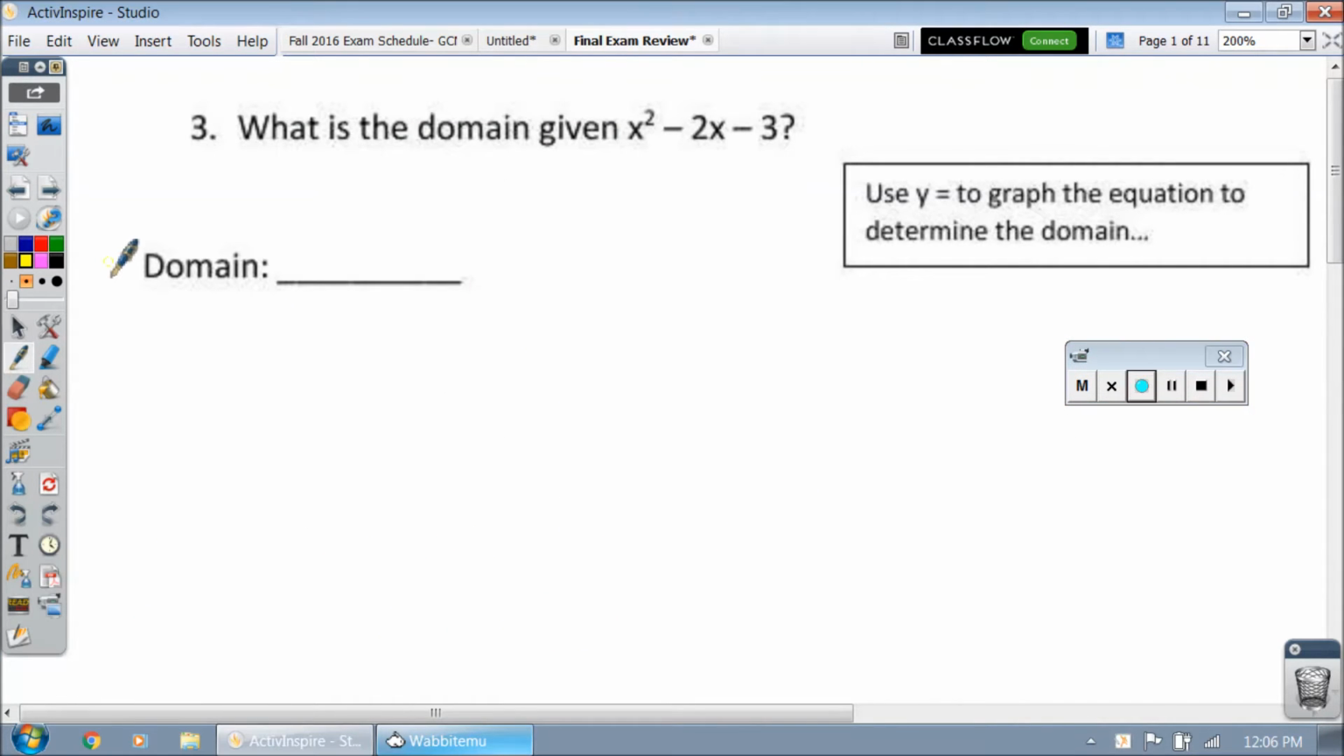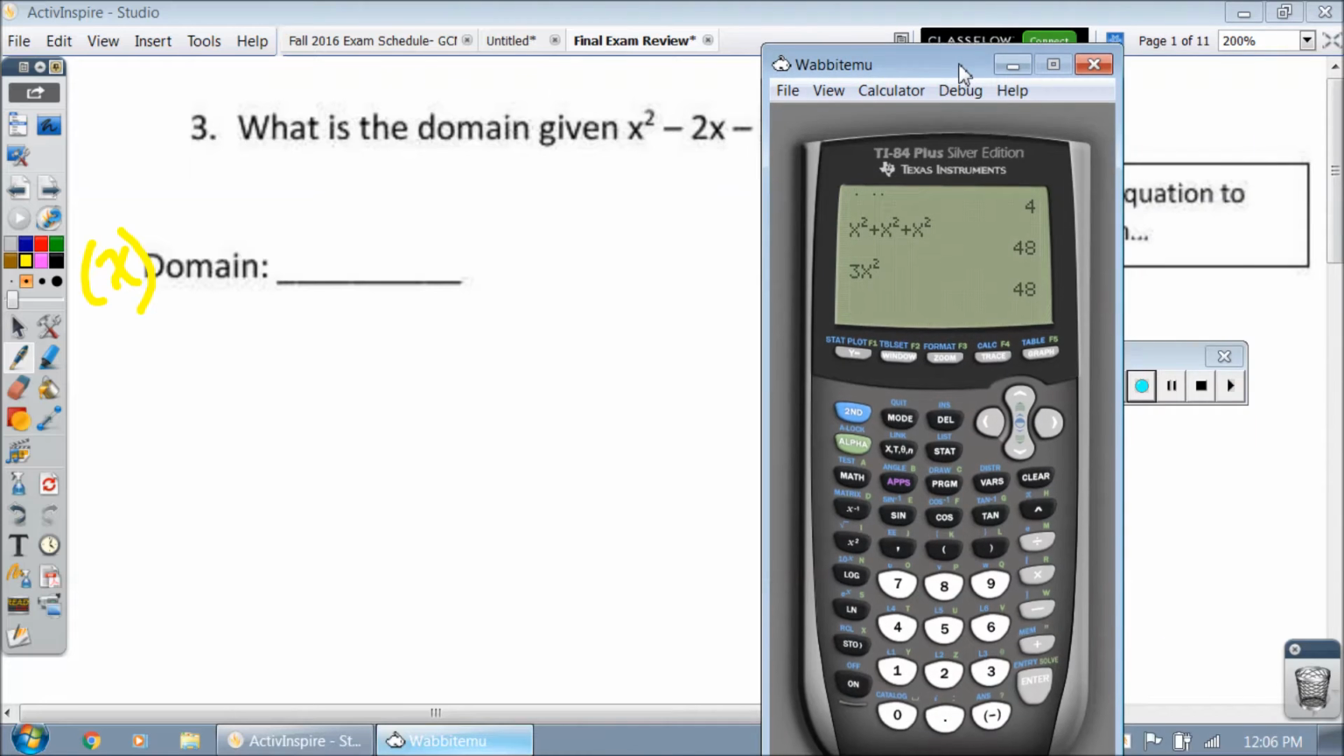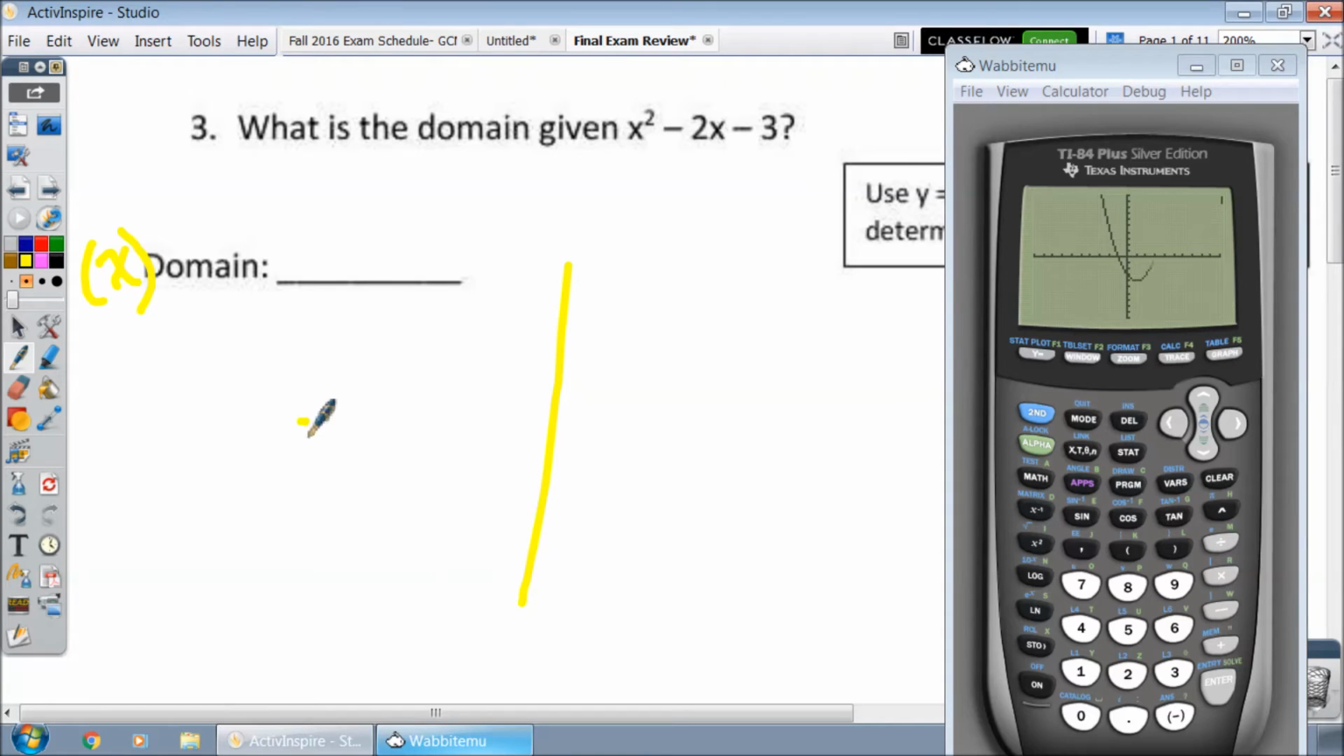Question 3, what is the domain? So we're talking again here, what are the x values that this graph travels through? So we're going to graph this with our calculator. Let's graph x squared minus 2x minus 3. You're going to get something that's going to look roughly like this.